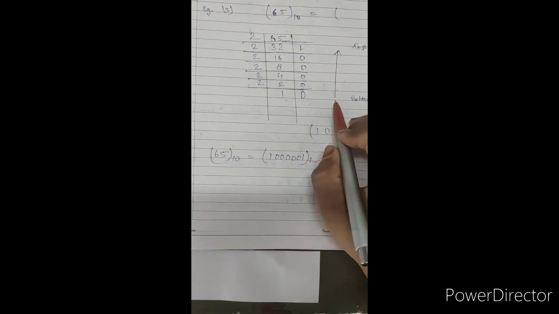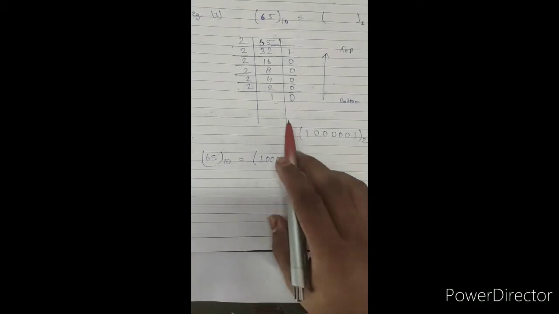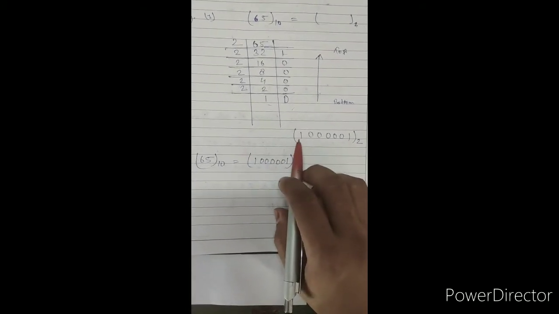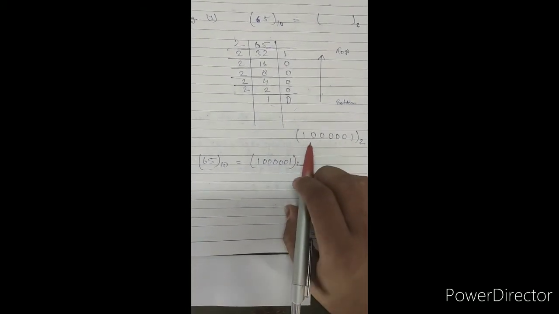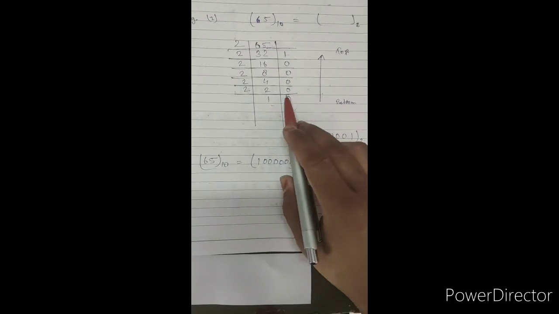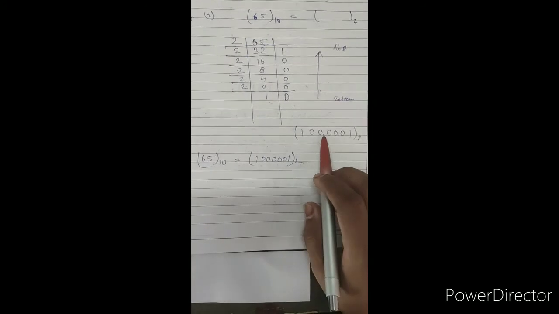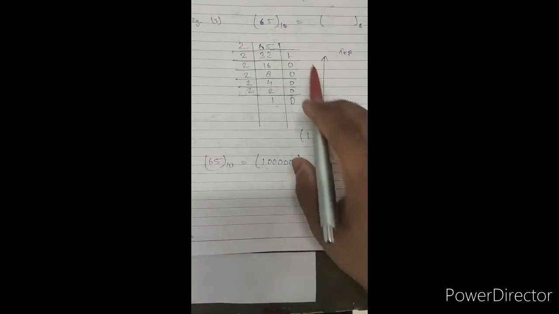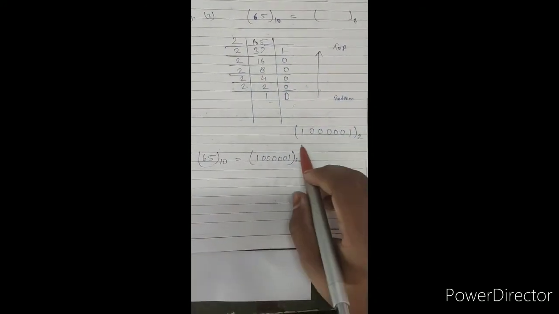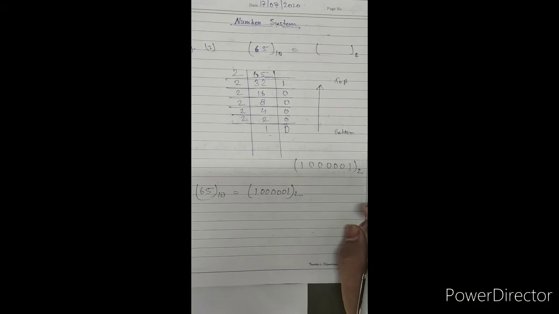Okay, so bottom to upward. Here we can write this 1, and this 0 is 1 here. Then again 1, 2, 3, 4, 5 zeros, then we write here 1, 2, 3, 4, 5 zeros, and again this 1 is here. So this is the process of how you can convert a decimal number into a binary number.